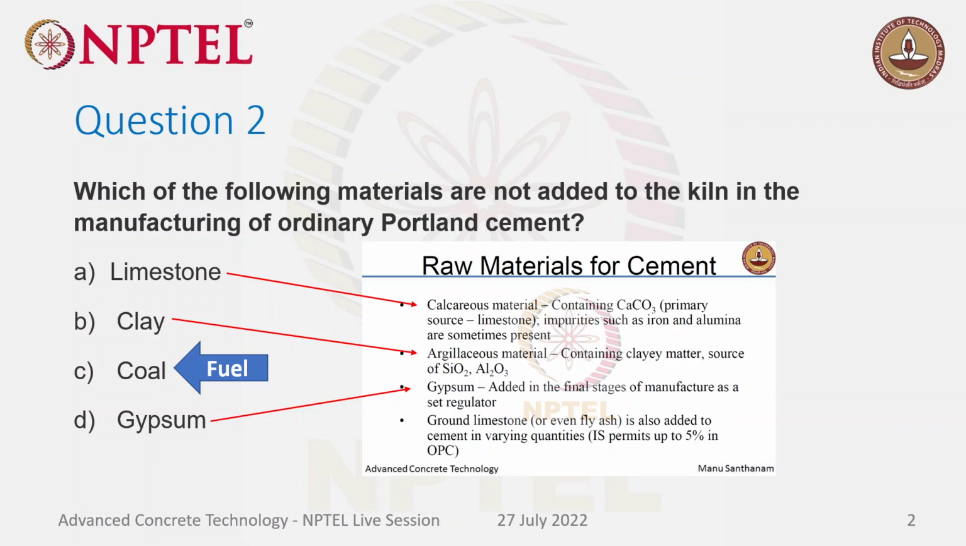Okay, so the question is, which of the following materials is not added to the kiln? The kiln is the area where the material is burnt to a respective temperature to prepare ordinary Portland cement. So you have to find the answer which is not added to the kiln. I hope you got the answer. You can give your answer in quotes. I can check the response.